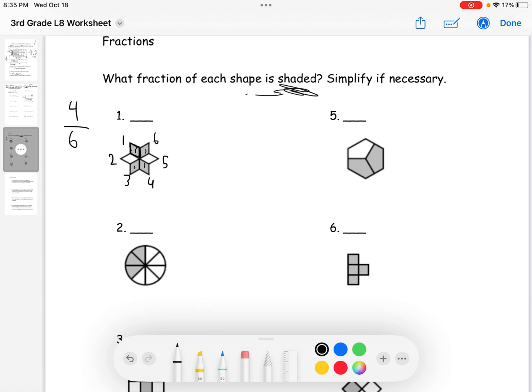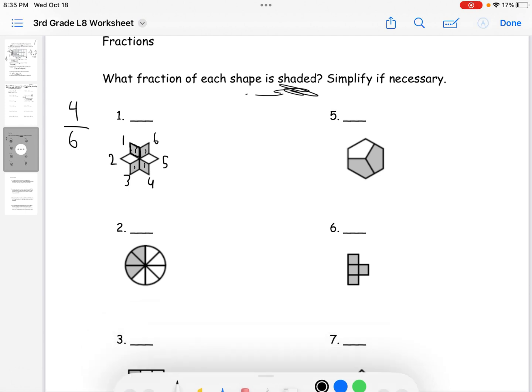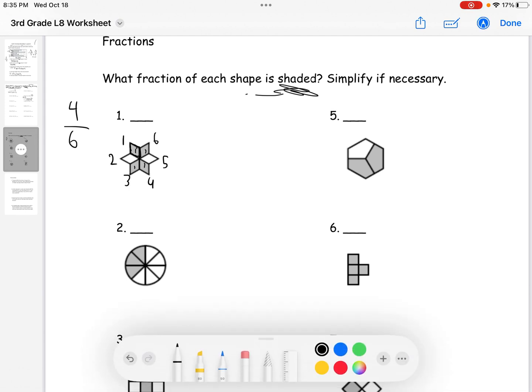Why is it not writing? It would be 2 over 3. And then we'll do number 5, which has 3 sides. So we'll put 3 in the bottom, and then we know these 2 are shaded, so it'll be 2 over 3. So the answer will be 2 over 3, since you can't simplify that for number 5.